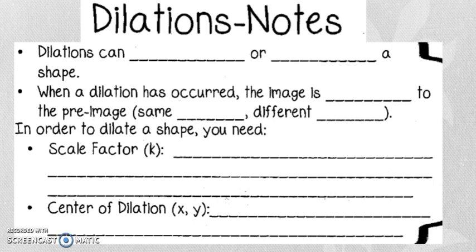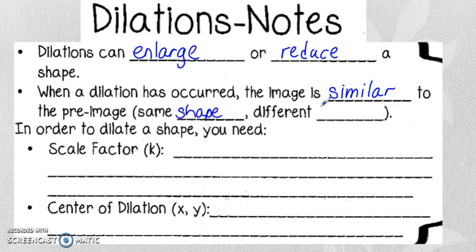Dilations is a transformation. Dilations will either enlarge a shape or reduce a shape, which means it's going to make it bigger or smaller. The image that is produced is similar to the pre-image. What similar means is that it's the same shape, however, it has a different size.